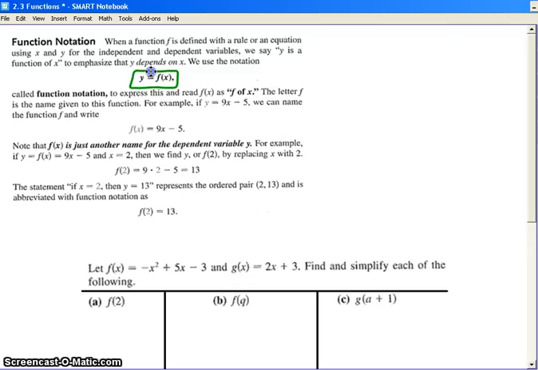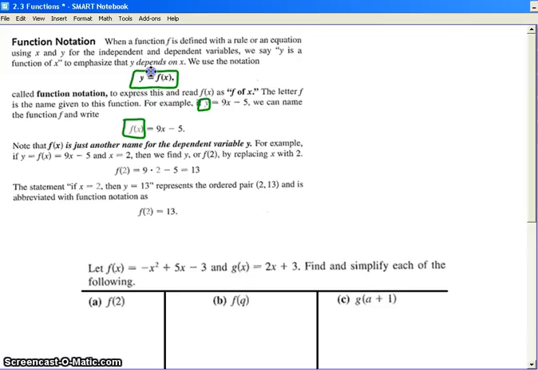So to express this and read f of x as f of x, the letter f is the name given to this function. For example, if y is equal to 9x minus 5, then we're going to replace y with f of x. So the function f of x is equal to 9x minus 5. Note that f of x is just another name for the dependent variable y.